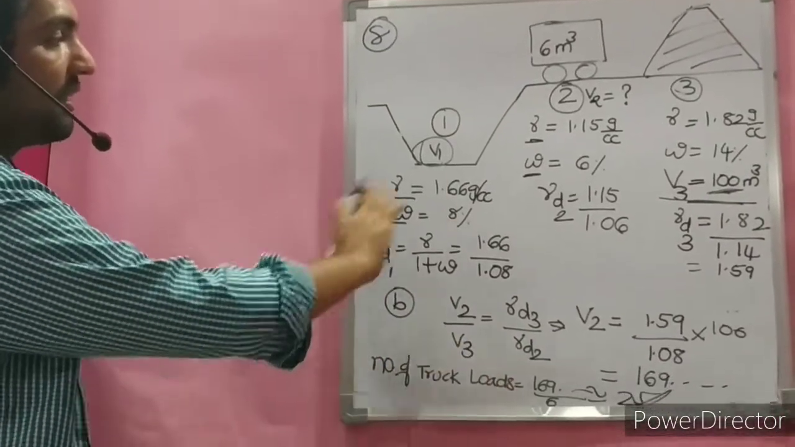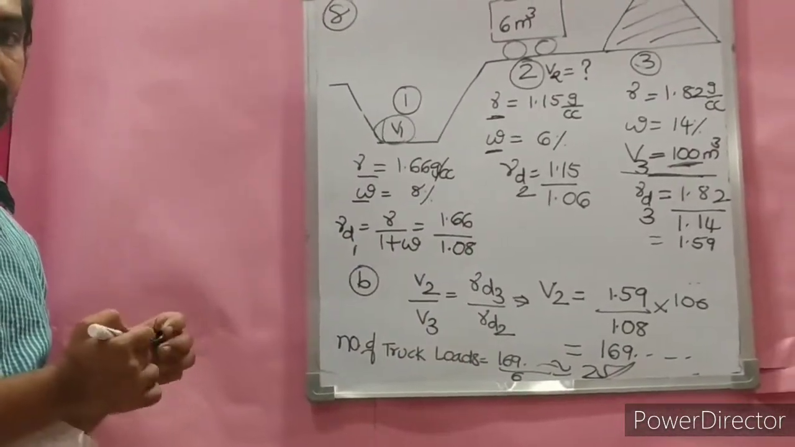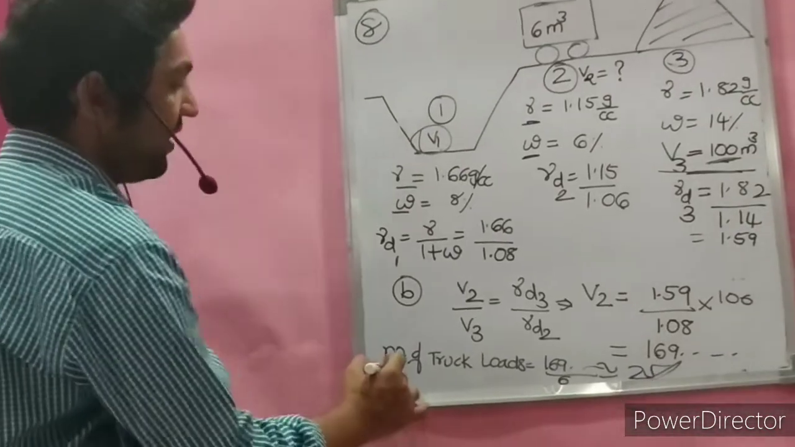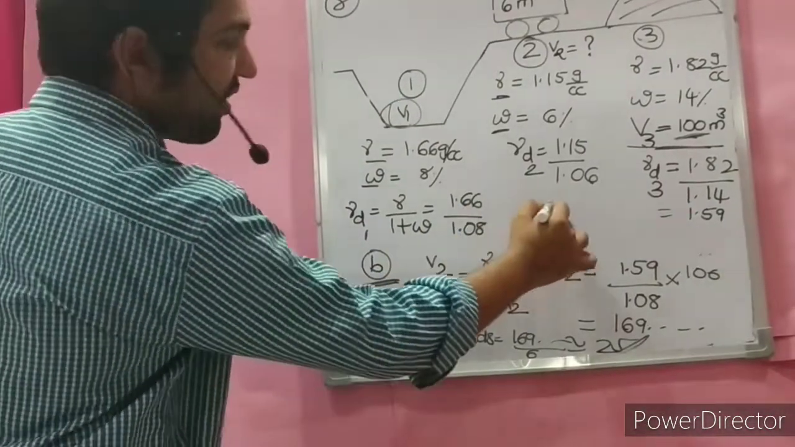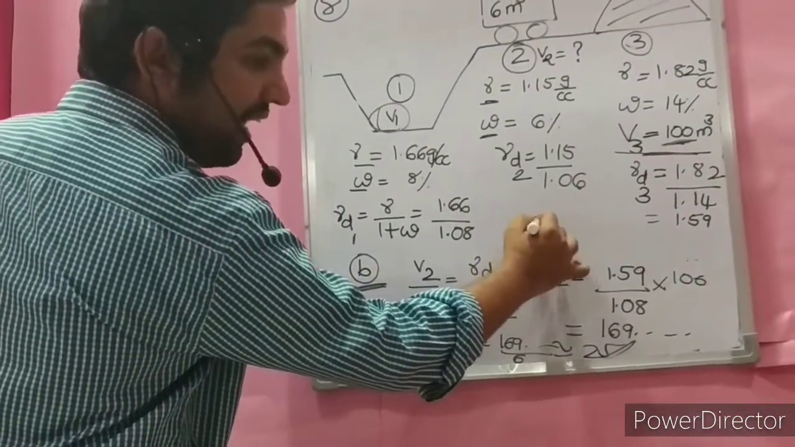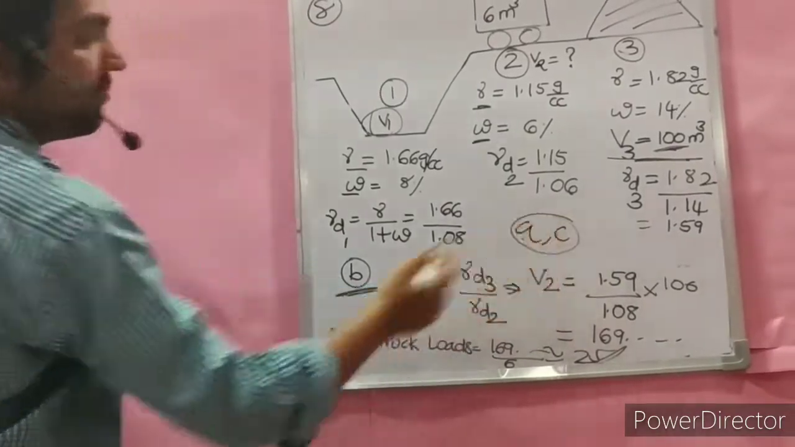Your problem you can solve like this. This is the answer for part A. Answer is 104, option A. Part B is C. A, C.